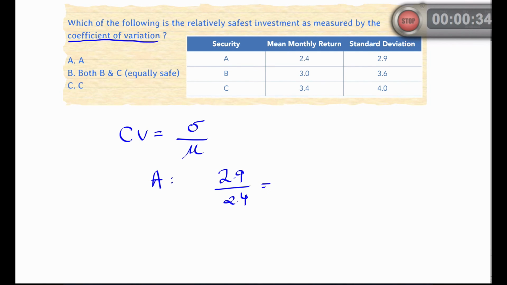So security A has a coefficient of variation of 1.21. Security B has a CV of 1.20. So it's relatively safer compared to A. And finally, C has the lowest at 1.18. So C is our correct answer.